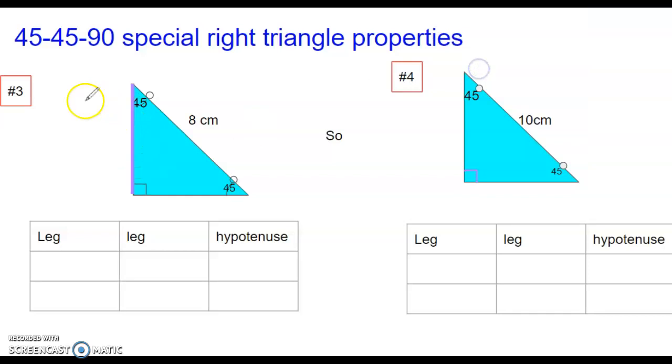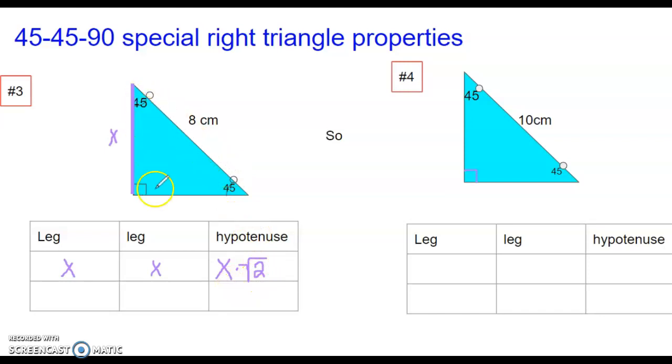Okay, so we are going to try number 3. If we look at it, it's a 45, 45, 90 right triangle, so we can use our properties. Remember, the two legs are the same length. And remember, we called them X. So the length of one leg is X. The length of the other leg is also X, but we don't know what it is, so we're just putting X. And we don't know what it is, so we can't fill out the bottom part here. And the hypotenuse is always going to be X, the length of the leg, times the square root of 2. This will never change. Whatever the leg is, you're going to multiply by the square root of 2.